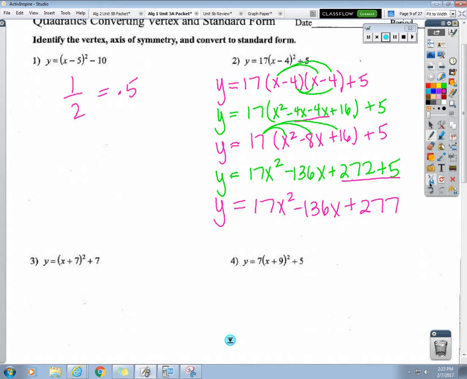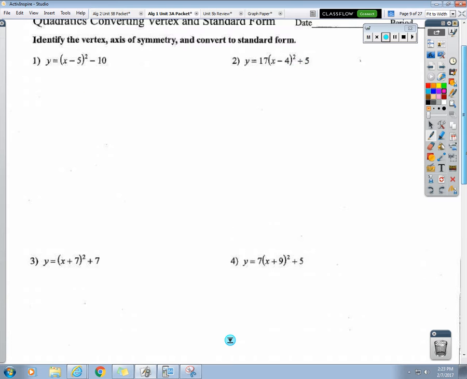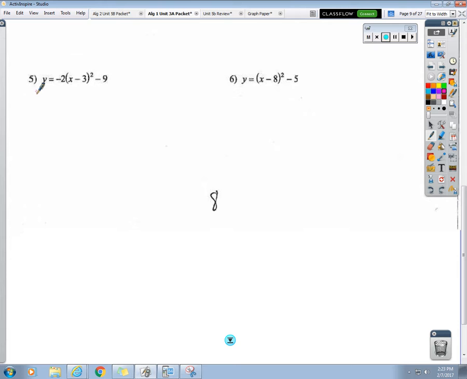Okay, now let's go over number 5. Does everybody have this copy? Okay, number 5. The first thing we do is we rewrite it. So bring down the negative 2, bring down the x minus 3, but instead of squaring it, we're just going to go and write it out twice. And the reason we do that is so in the next step, we can actually multiply that out. Multiplying those together, though, will not affect the negative 2 and will not affect the minus 9. So just bring those down.